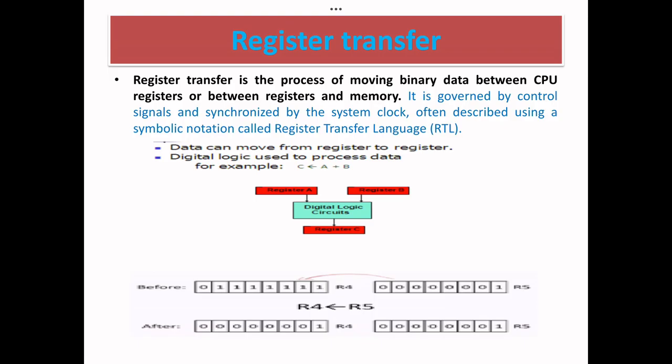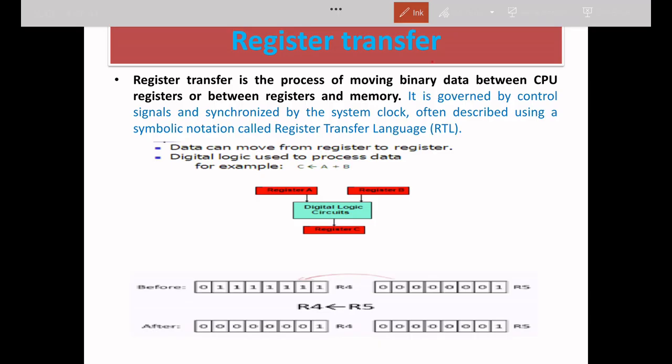Now the next one is the register. If you go to the previous lecture, you will understand what the meaning of register is. Here we are discussing register transfer. So what is the meaning of register transfer? Register transfer is the process of moving binary data between CPU registers or between register and memory. It is governed by control signals and synchronized by the system clock, often described using a symbolic notation called register transfer language.